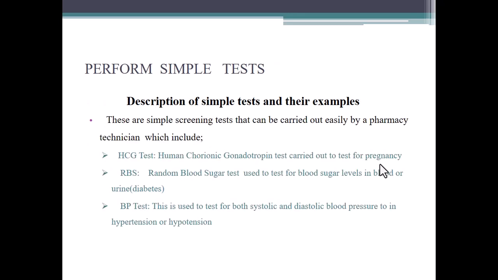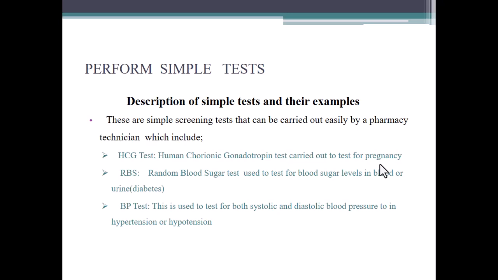So that's that. So what are the different forms or types of simple tests that you can carry out? So there is a description of a simple test and their examples. These are simple screening tests that can be carried out easily by a pharmacy technician. They may include HCG test, and this is majorly carried out to test for pregnancy. You should be in position to do this test.